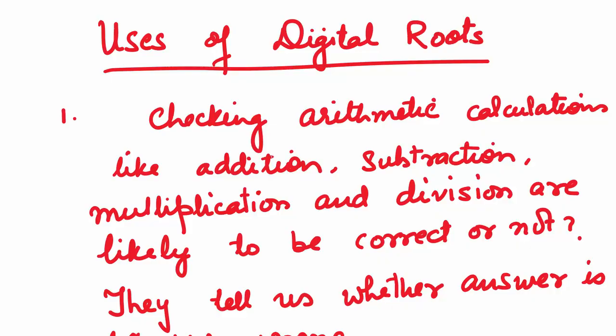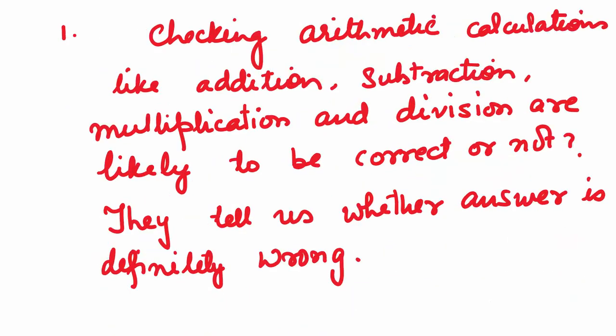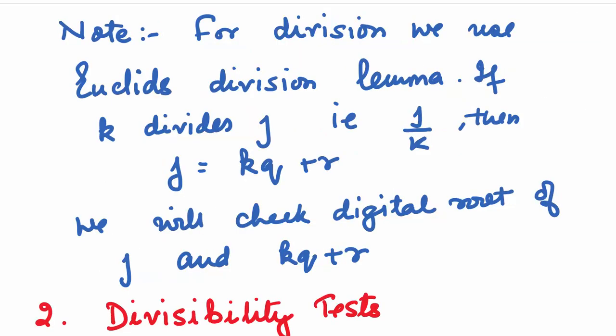So where are digital roots still used? They are used for checking arithmetic calculations like addition, subtraction, multiplication, and division. And we do it to see whether our calculations are likely to be correct or not. But they do tell us whether the answer is definitely wrong. One thing to note, for division we use Euclid's division lemma. If k divides j, that is, j is equal to kq plus r, we will check the digital root of j and the digital root of kq plus r.